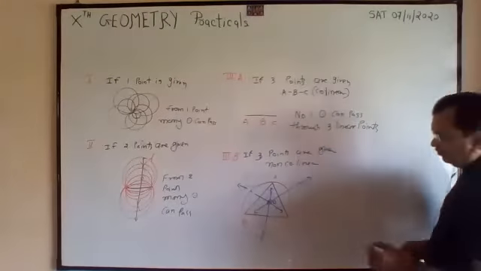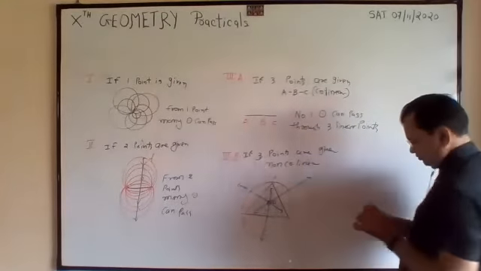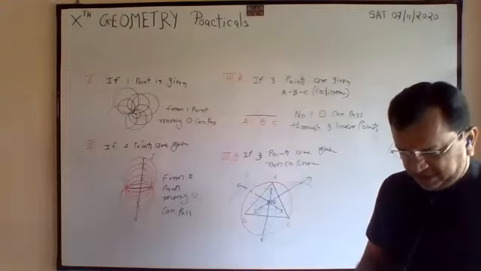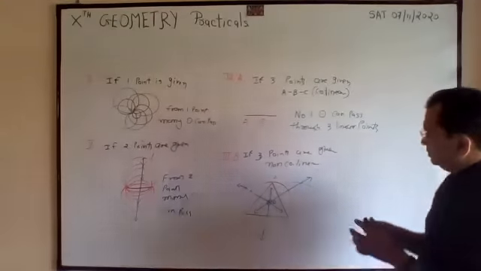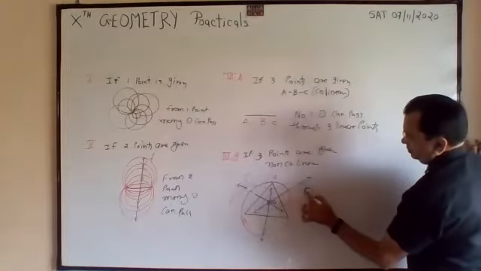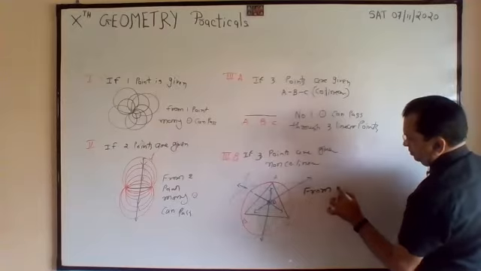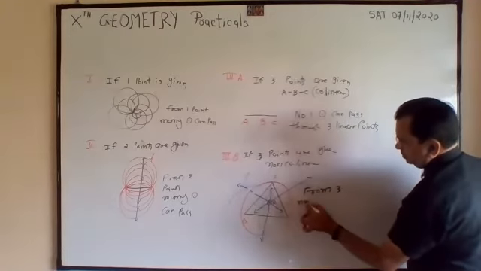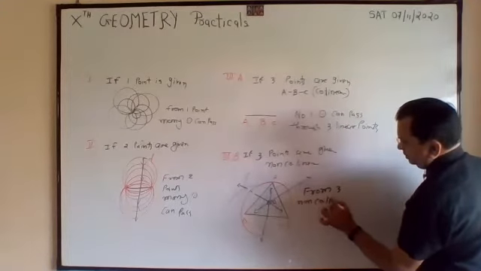Okay. So from 3 points, only one circle can pass, from 3 non-collinear points.